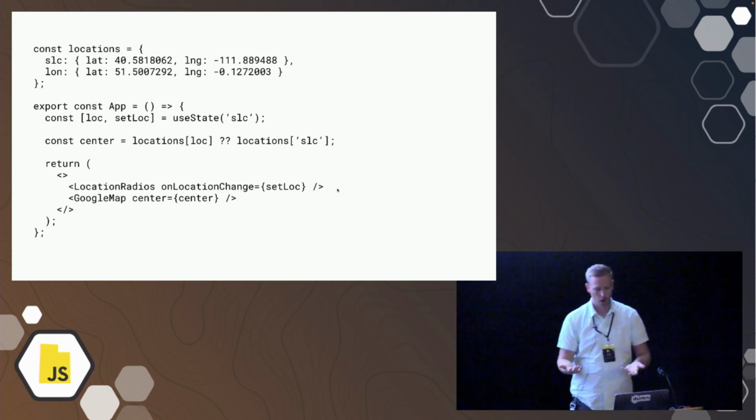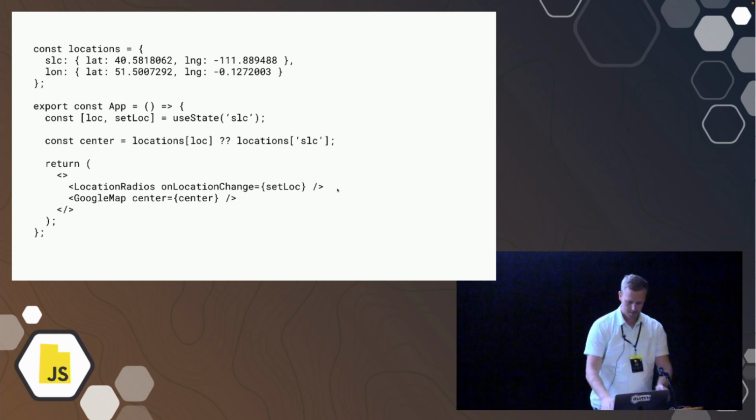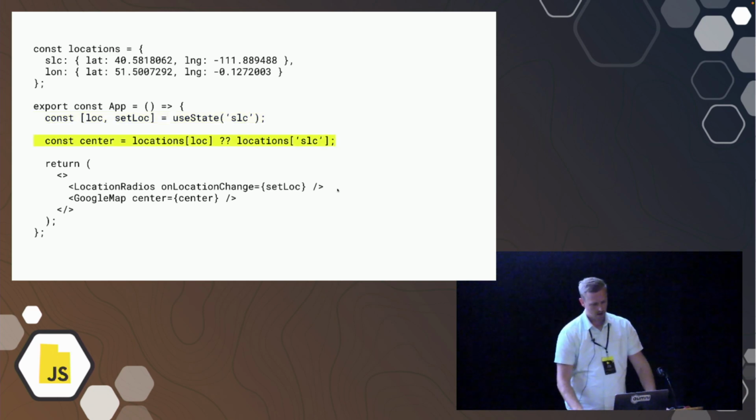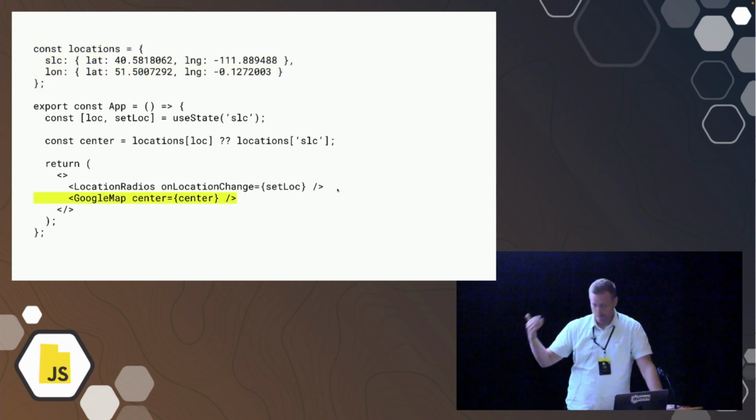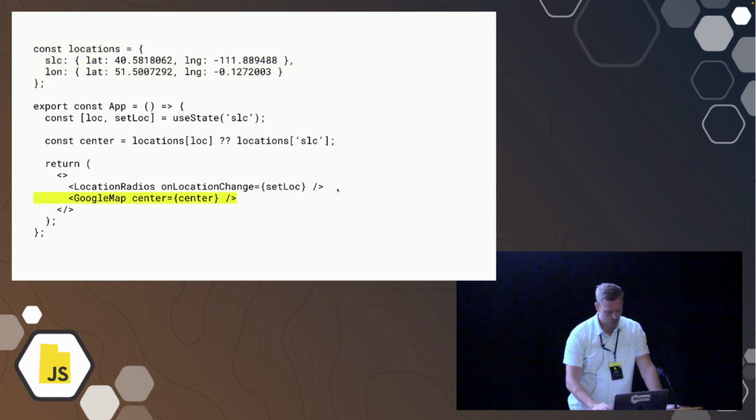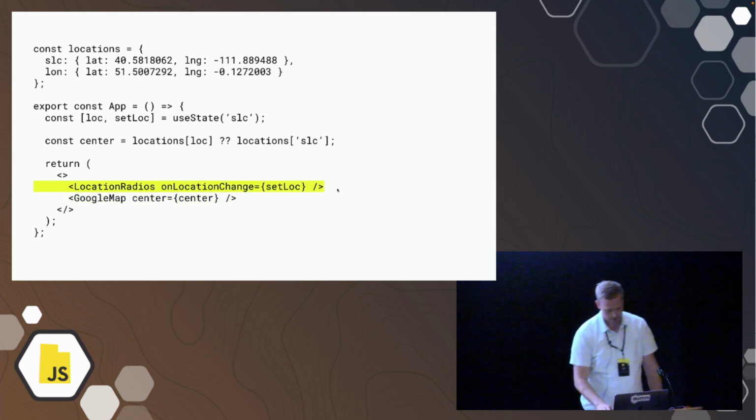So your application code, where it's using Google Map, might look something like this. You keep track of that radio state, defaulting to Salt Lake. When that changes, you calculate the center, and you just look that up in this object here that maps to latitude and longitude. And then you pass that along to the Google Map. And this is the thing that can update the location.